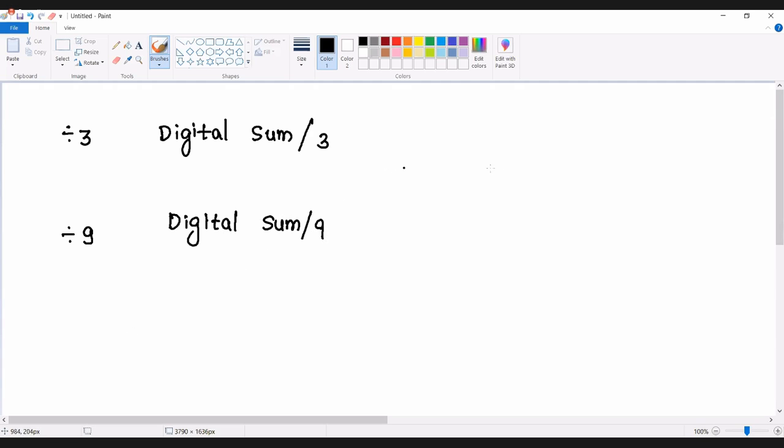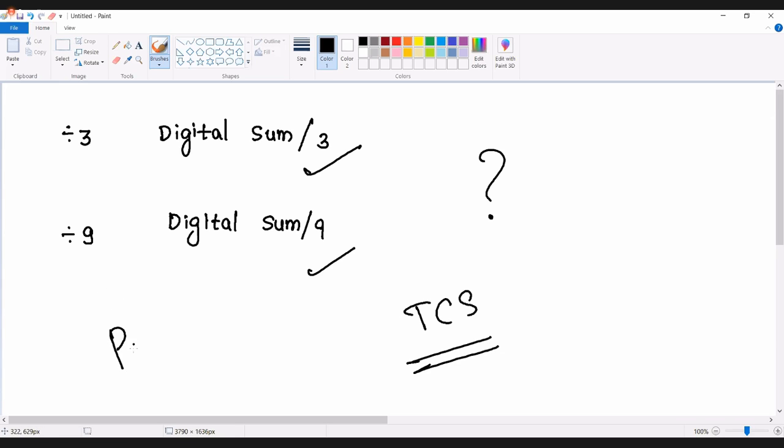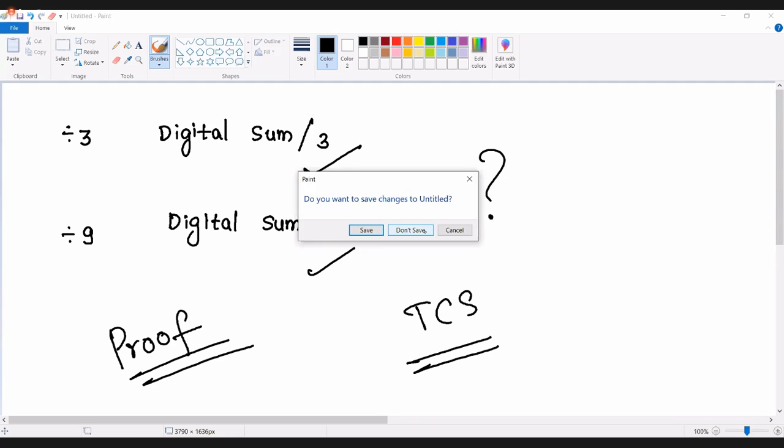So why are we checking the digital sum? Many times I have seen, even in previous repeated TCS questions, that students get confused in solving these questions. But we can easily solve them. We'll try to understand the proof behind it, and apply the proof to get the divisibility of 3 and of 9.